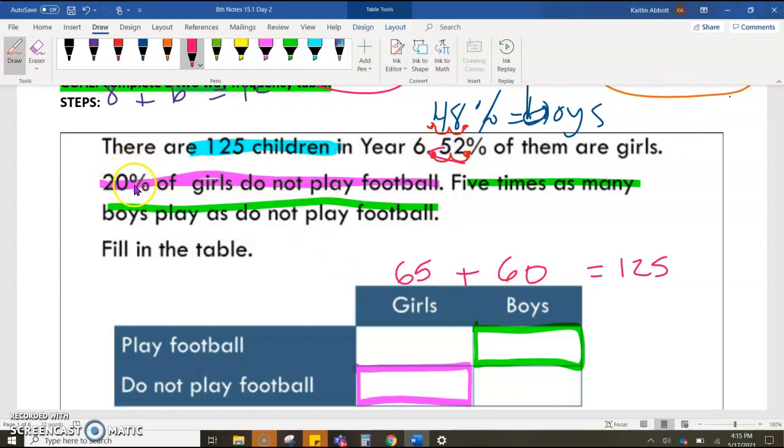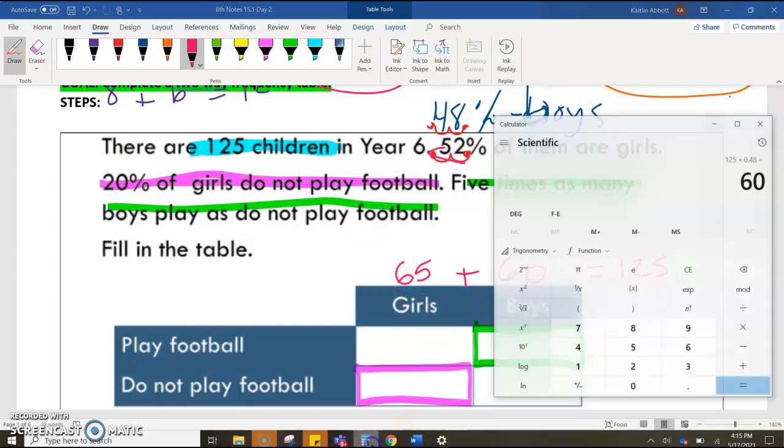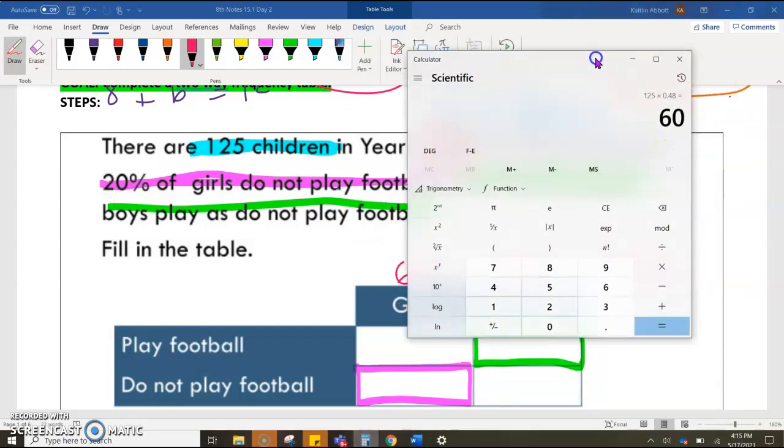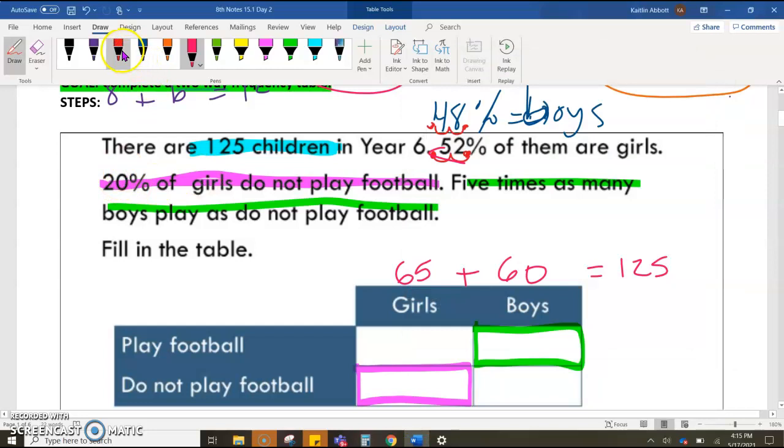It says 20% of the girls do not play football. So 20% of this 65. So I'm going to multiply 20% times 65. Do I do 65 times 20? No. Remember, we have to move the decimal. So there's a decimal here, and we're going to move it 2 spaces to the left because we need a smaller number. So it's going to be 0.2, not 20, just 0.2.